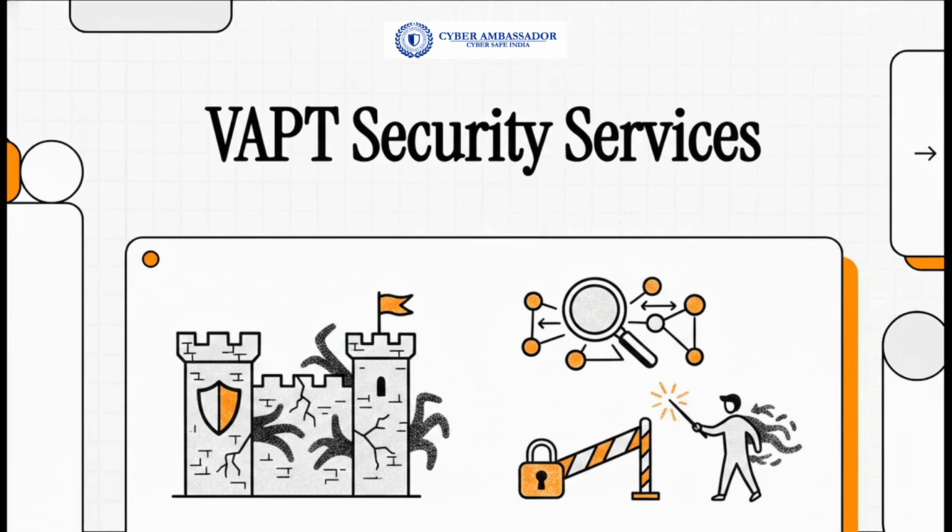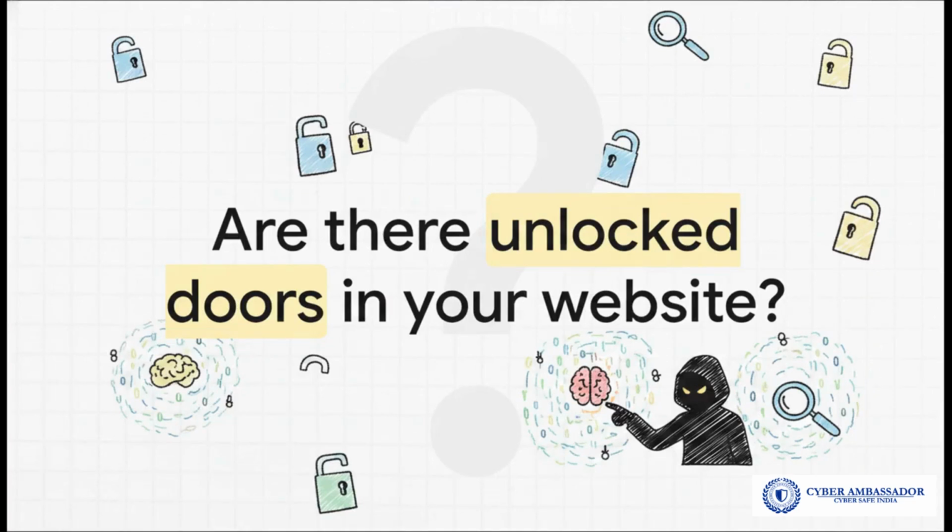In today's constantly evolving threat landscape, we actually have to find and exploit our own weaknesses before a malicious actor turns them into a headline-making breach. Basically, we're moving from a passive defense posture to active, dynamic threat hunting. So, let me ask you, are there tiny, invisible, unlocked doors in your website or your app right now?